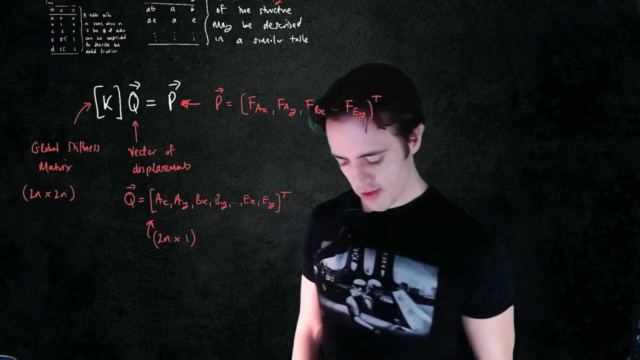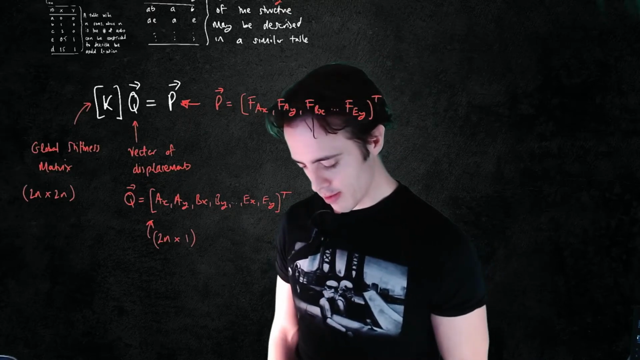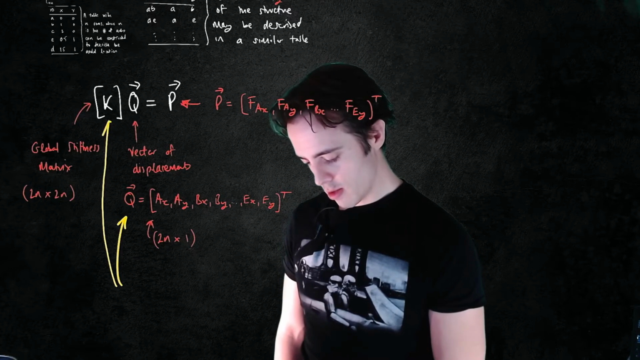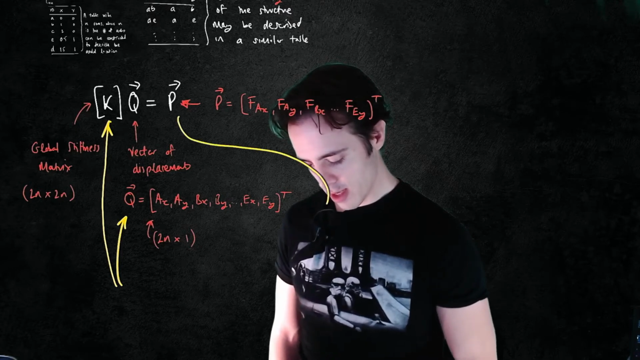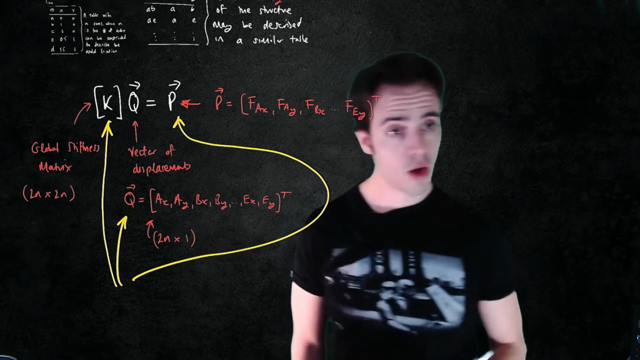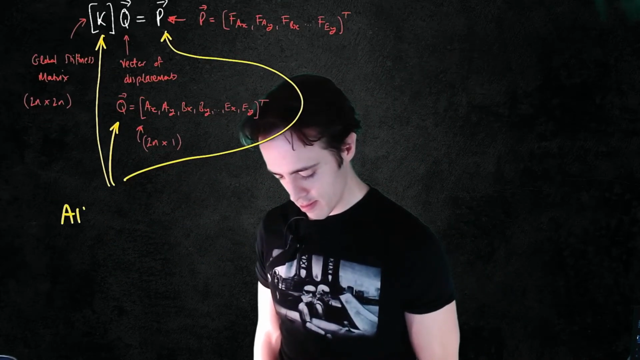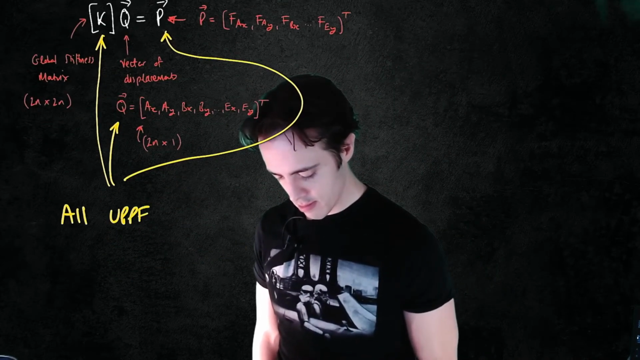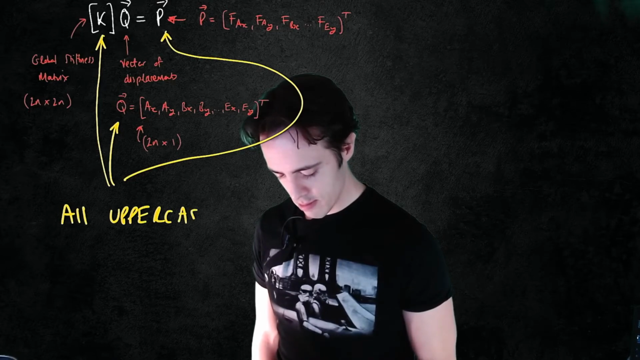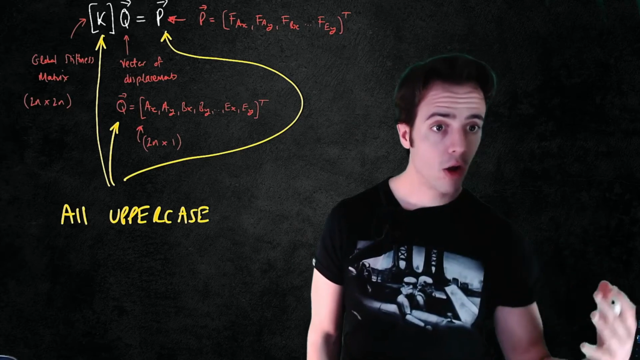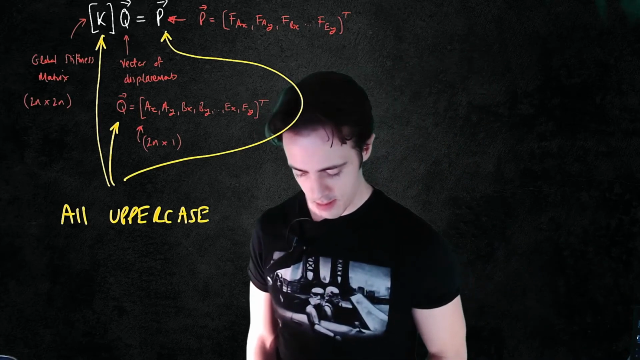Just before we move off, I'm going to make a quick point of distinction here. The way that I've written these here, you'll see that my K, my Q, and my P are all uppercase letters. And when they're in uppercase, this means they are in global coordinates.